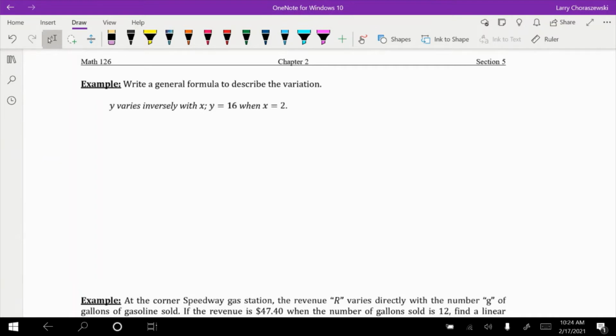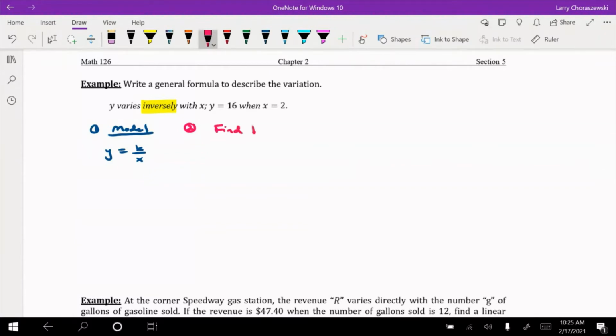Alright, does anybody want to type in their answer? All right, that's what I got too. So I'll run through my solution and let me know if you guys have any questions along the way. So the model we want to use is y equals k divided by x, based on the word inversely. So that's our model, y equals k divided by x.